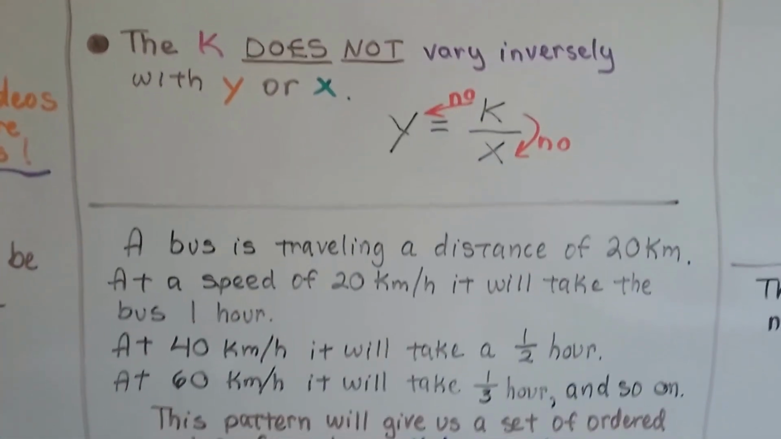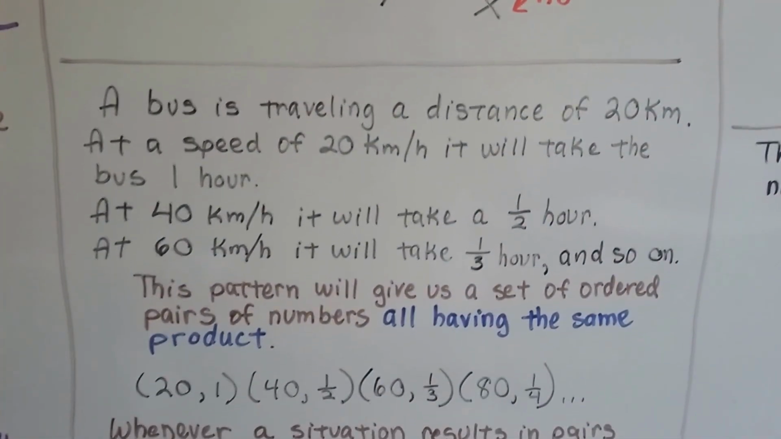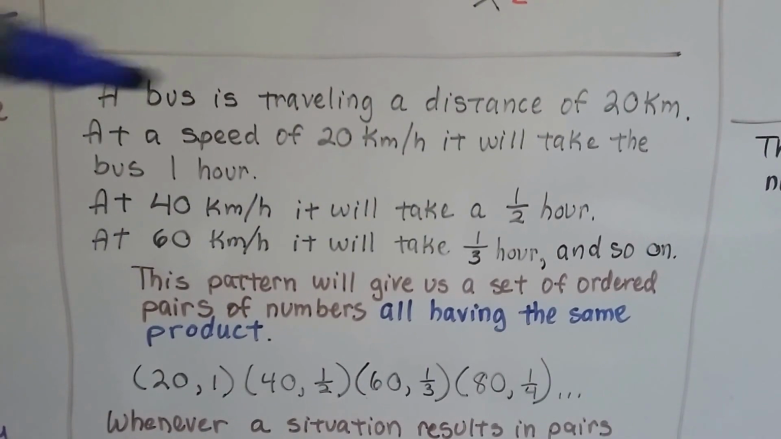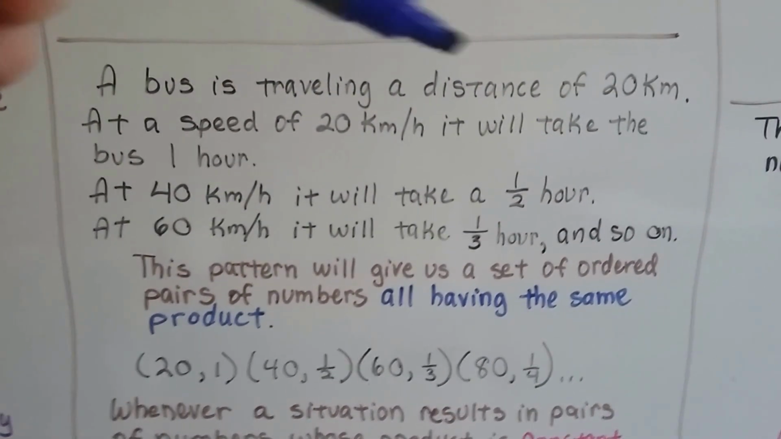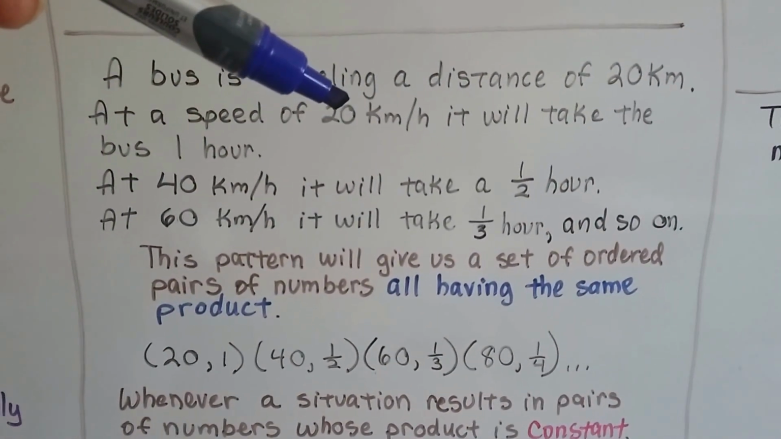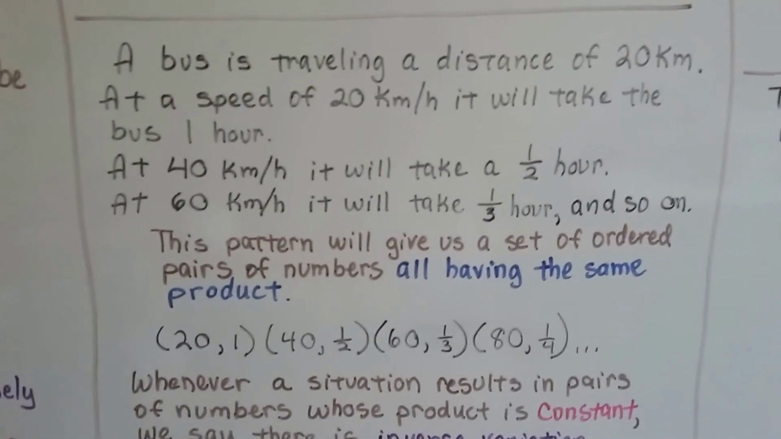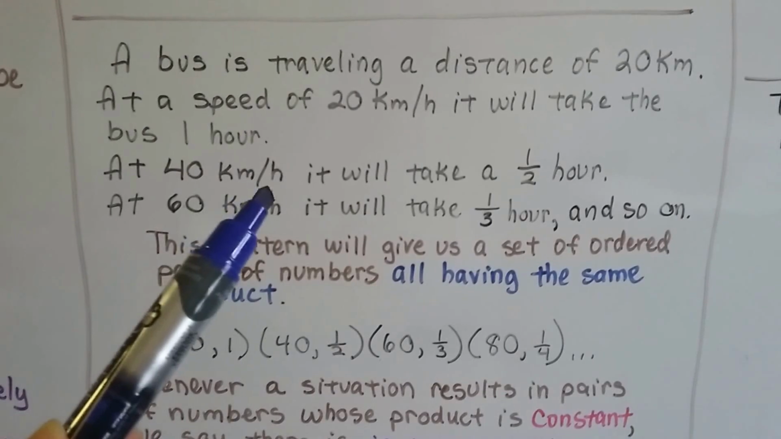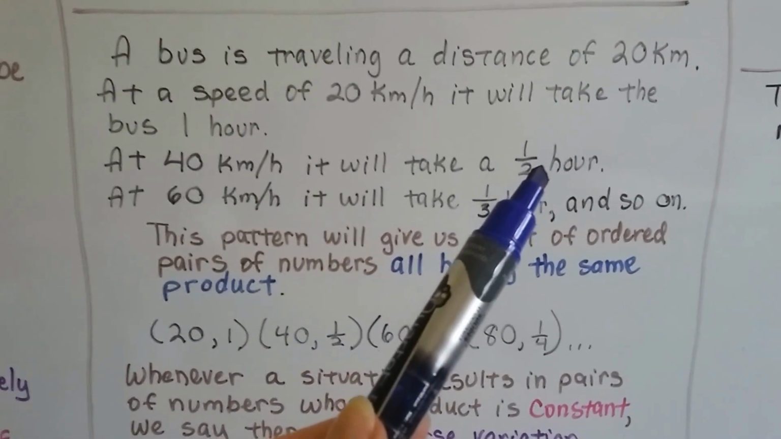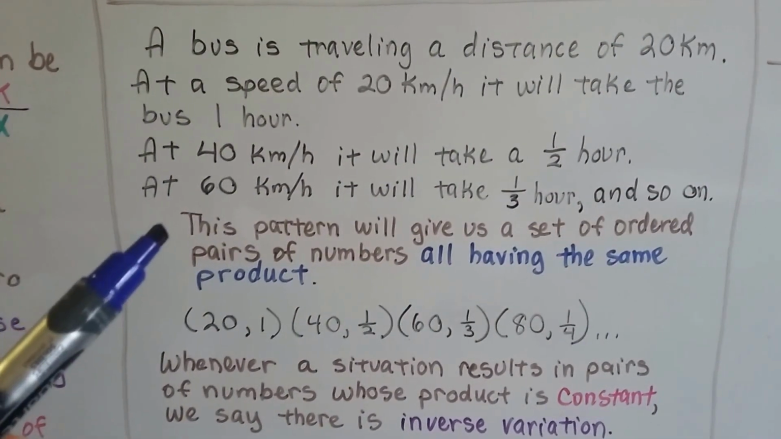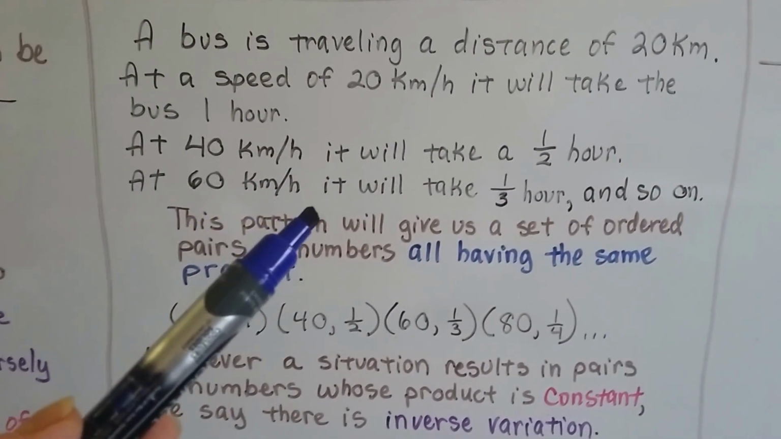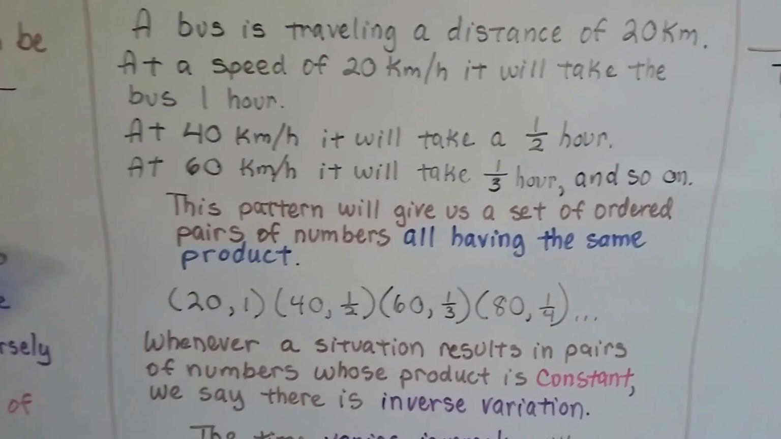So a bus is traveling a distance of 20 kilometers at a speed of 20 kilometers per hour. And it'll take the bus 1 hour. That's how far away it is, and that's how fast it's going per hour, so it's going to take 1 hour. Well, at 40 kilometers per hour, it'll take the bus a half hour, because now it's going twice as fast, it's going to take half the time. At 60 kilometers an hour, it'll take a third of an hour, and so on, and we can keep going.